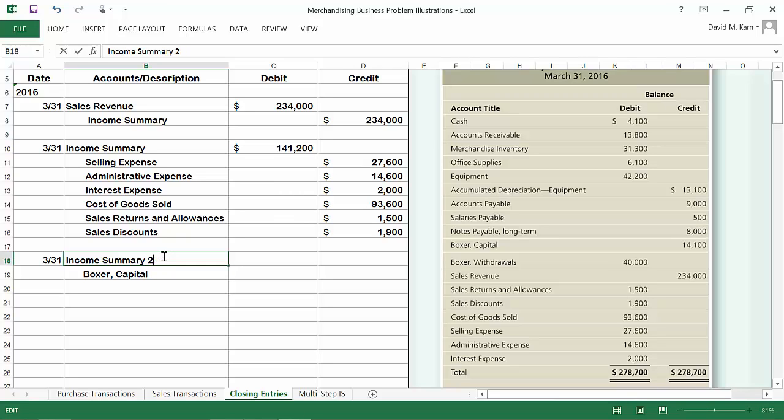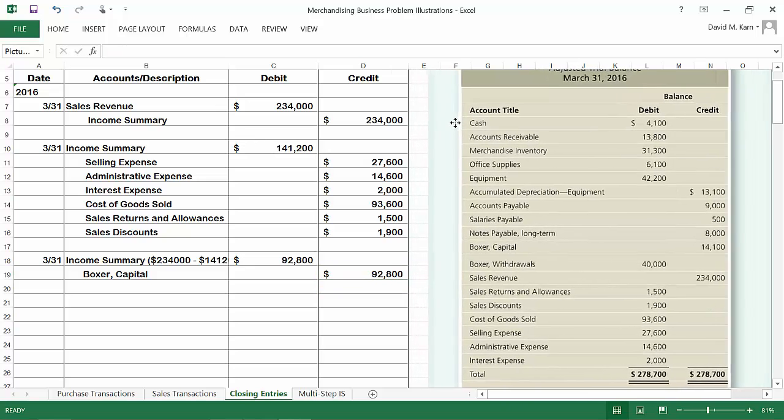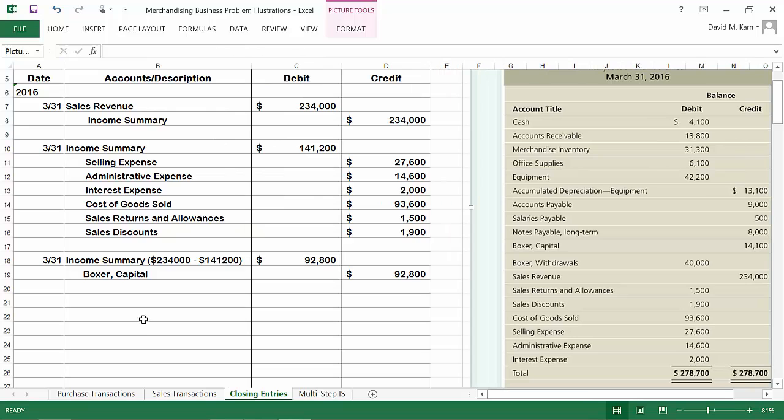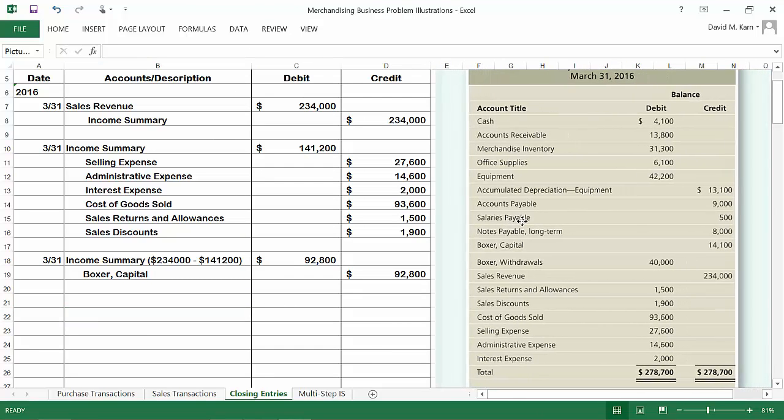We know that 234 minus 141,200 comes out to be $92,800, what we have to transfer in net income to the capital account. Let's move this over just a bit and fit this in there so that's not over top there. There we go. Alright, I can bring this back.